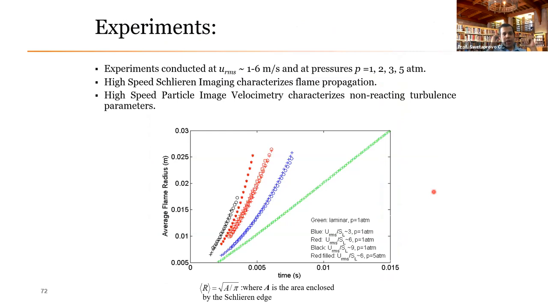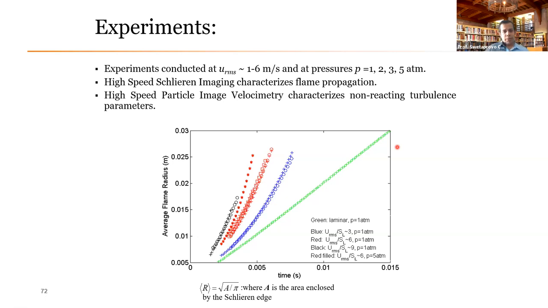So, coming back to the Schlieren images, if you plot the average radius, where the average radius is defined as square root of A over pi, where A is the area enclosed by the Schlieren edge, versus time, the green is the laminar case. It's nearly linear because Lewis number equal to one means the flame speed does not change with time. Okay, it's unaffected by stretch rate. So the average radius is linear with time.